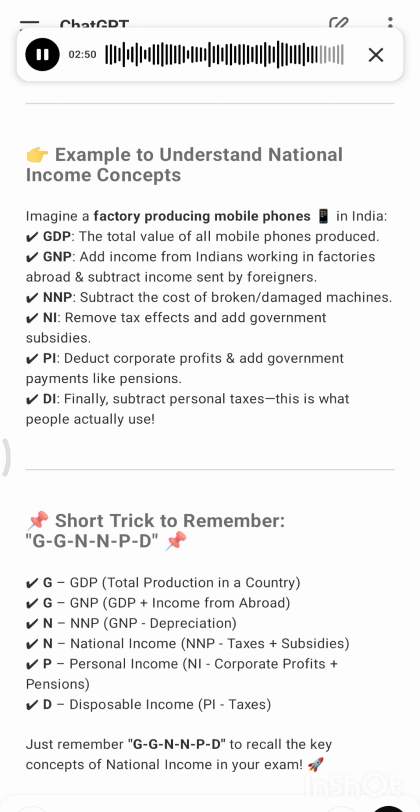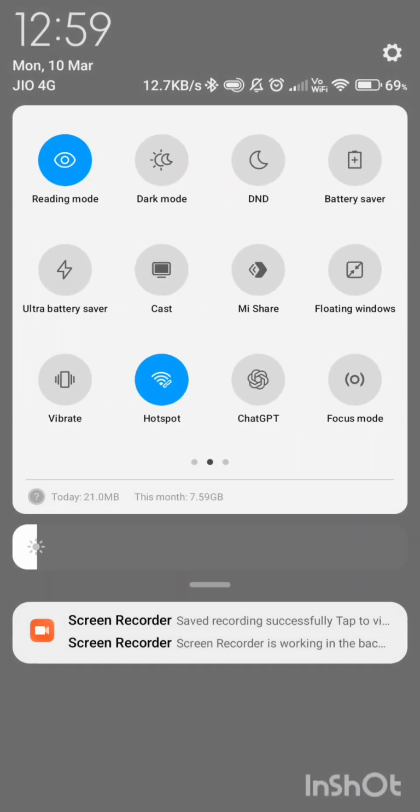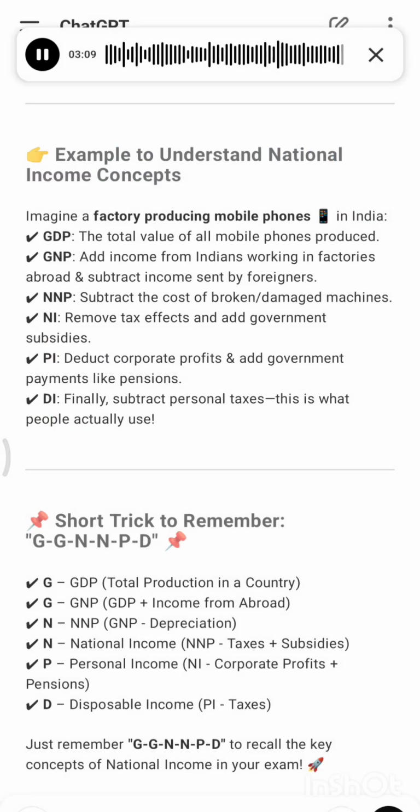Short trick to remember, GGNNPD. G, GDP, total production in a country. G, GNP, GDP plus income from abroad. N, NNP, GNP minus depreciation. N, national income, NNP minus taxes plus subsidies. P, personal income, NI minus corporate profits plus pensions. D, disposable income, PI minus taxes. Just remember GGNNPD to recall the key concepts of national income in your exam.